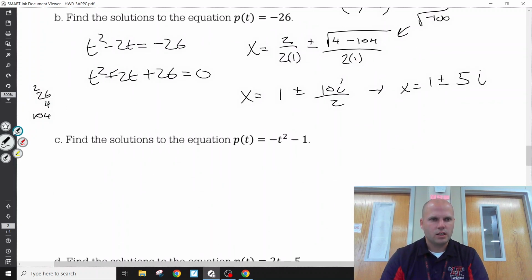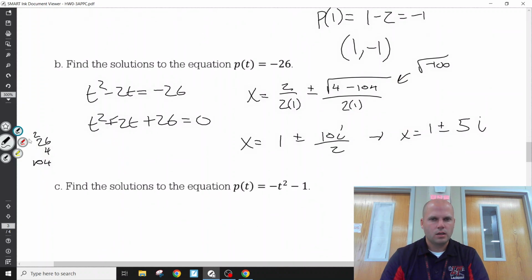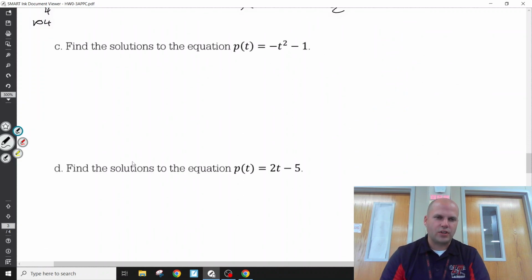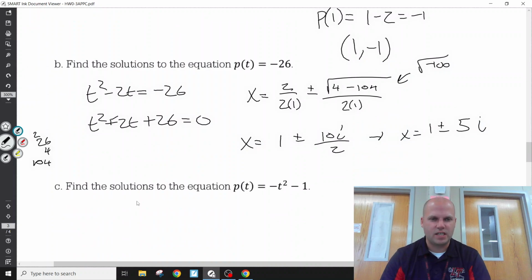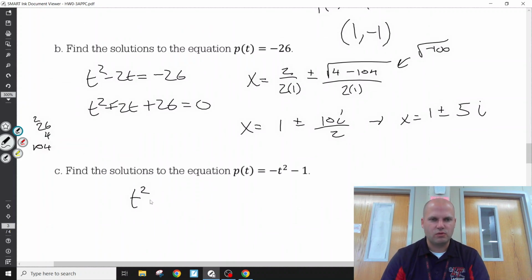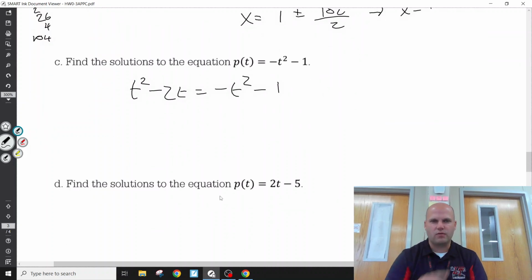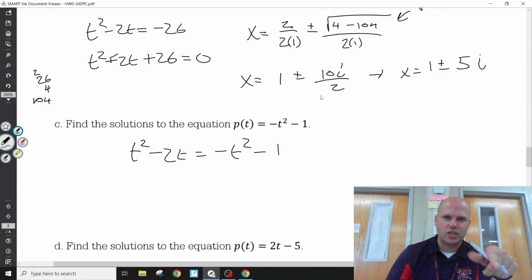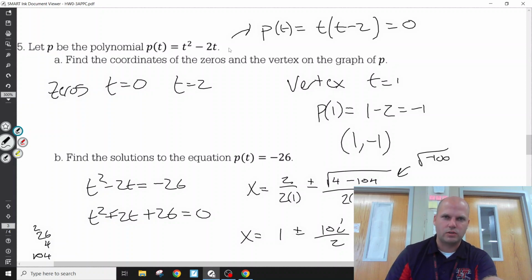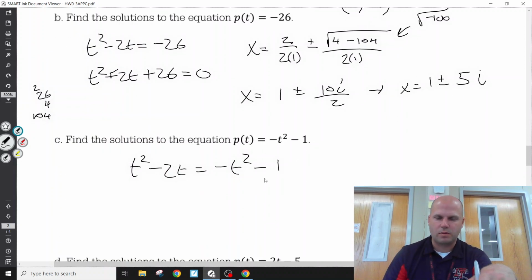These are just like extras. I don't think this is worded nicely, but the situation is like, set P of t, which is t squared minus 2t, equal to negative t squared minus 1. I can see how some of you might be confused by how this is worded. You're like, setting this equal to 0, but we did not establish that P of t is changing. P is this function, t squared minus 2t, and we're setting that function equal to negative t squared minus 1. If that confused you, don't stress. Ask questions if you have this on the quiz, and we'll make sure we clarify it.